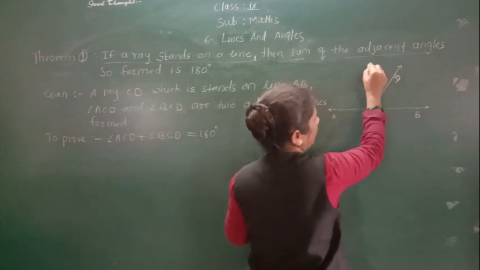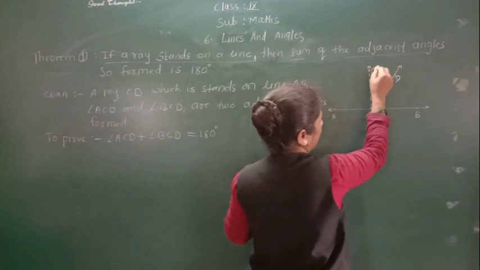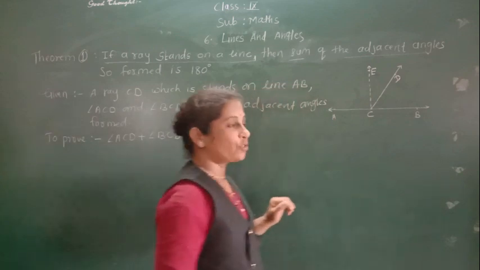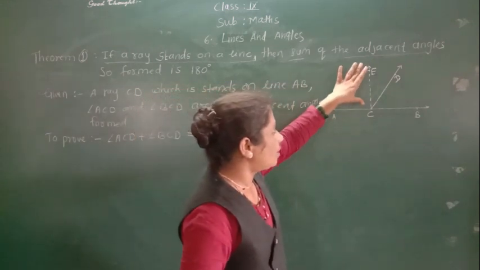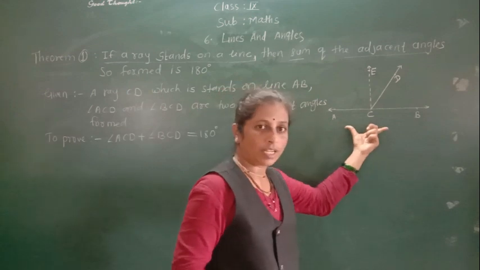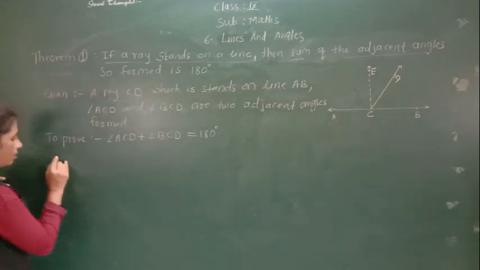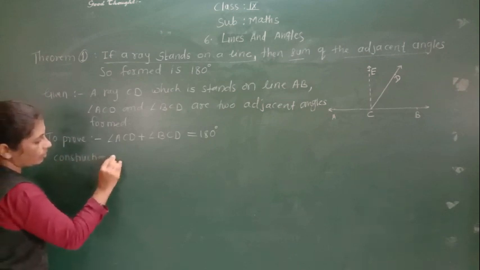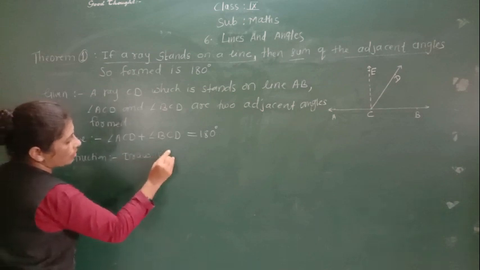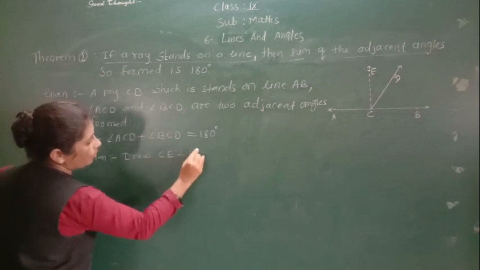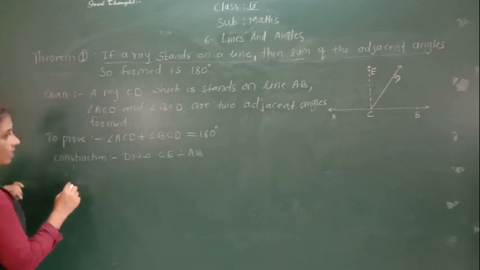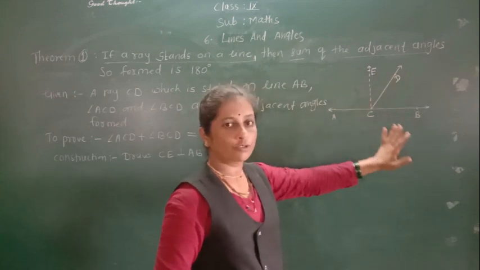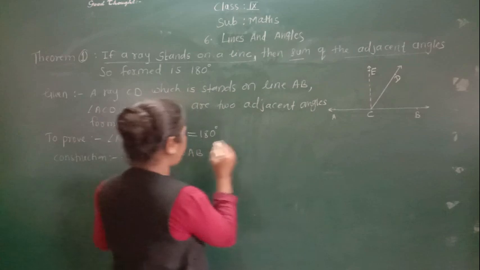Suppose I take this E. So CE is perpendicular to AB. This is the new construction I have done here. Draw CE perpendicular to AB. So here we will write the construction part. Construction: Draw CE perpendicular to AB. Now we will start to show how angle ACD plus angle BCD equals 180 degrees. With this statement we have to prove.